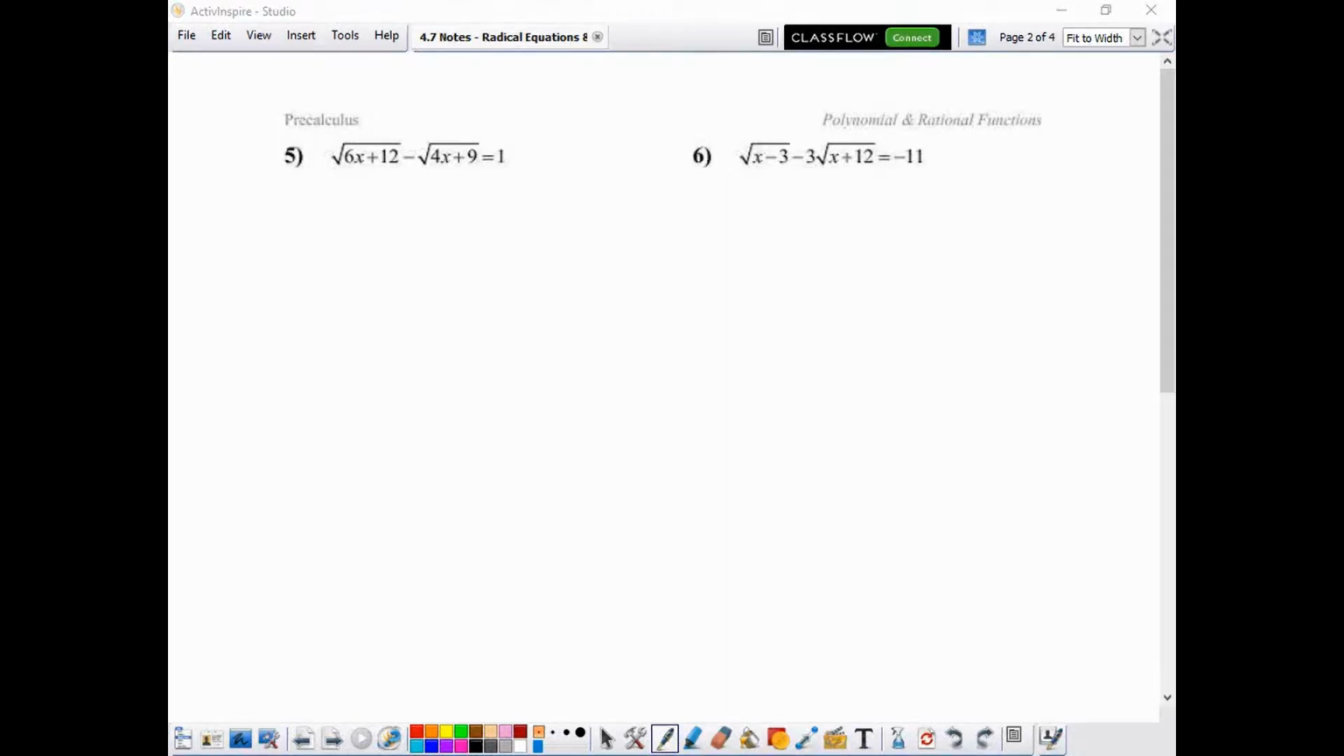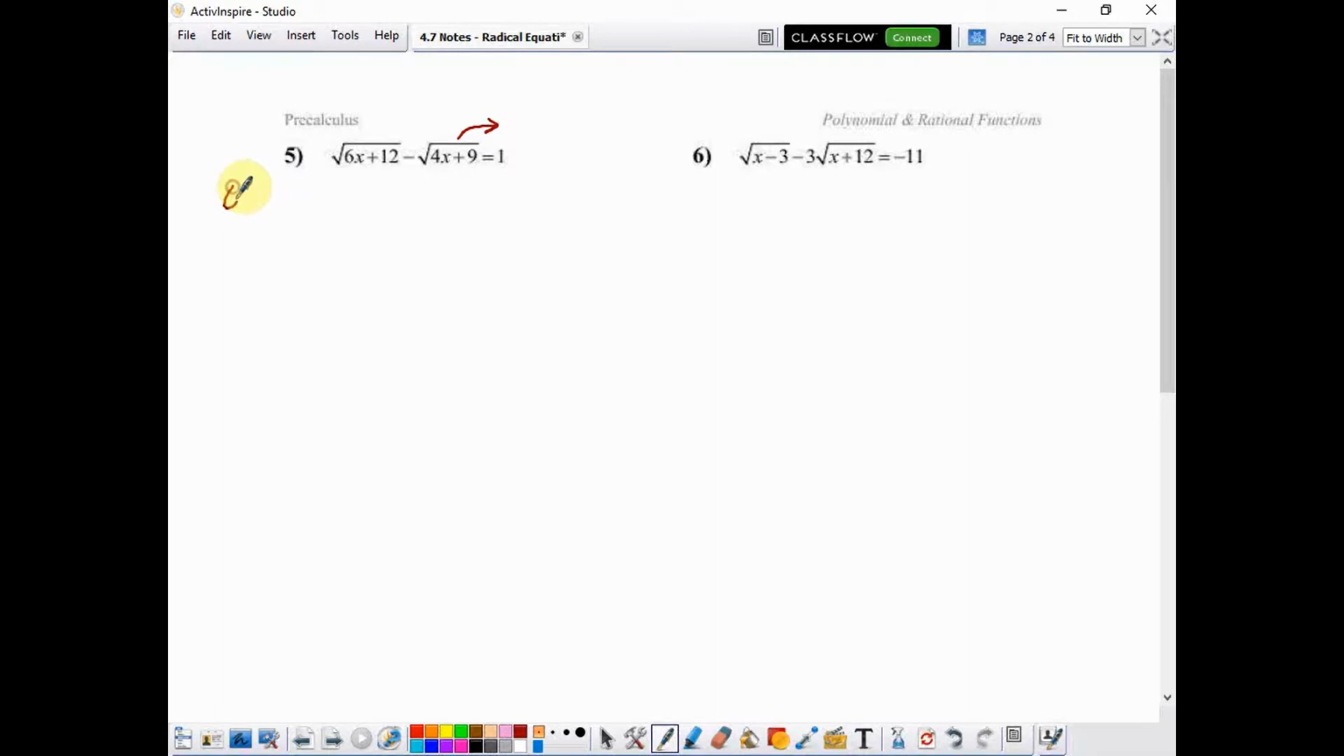Hey guys, welcome back. We're going to continue solving radical equations, and this time we've got two radicals on the same side and a number over here as well. In order to solve this, it's going to be way easier if we take this radical and move it to the right side. This one in particular, because it's negative, but we only want one radical per side, and since this one's negative, move it over, make it positive.